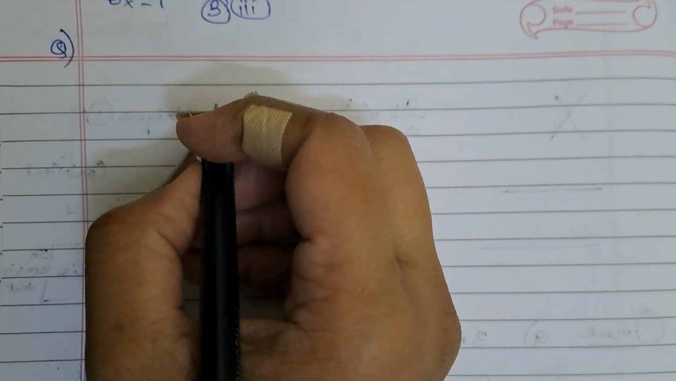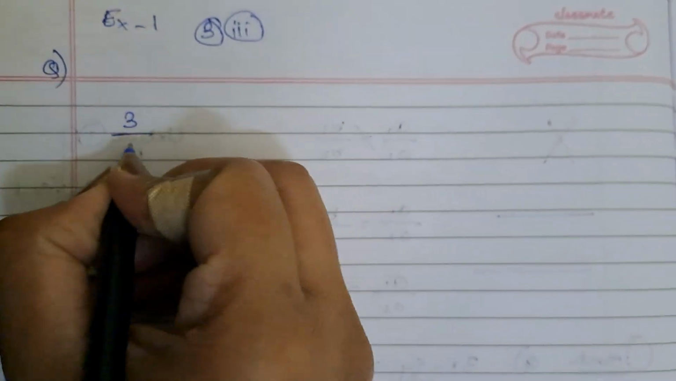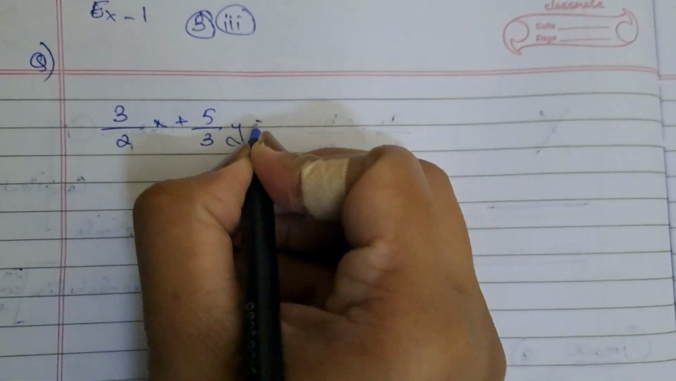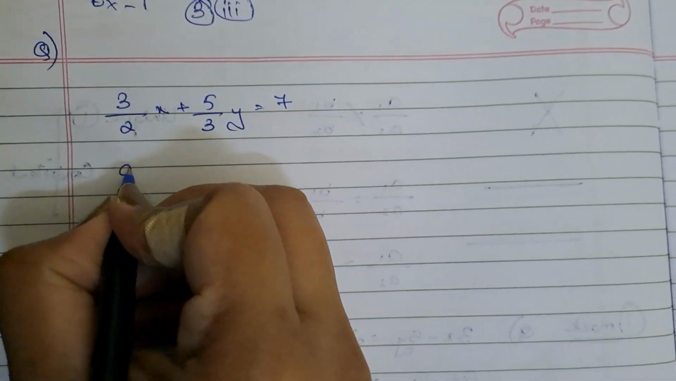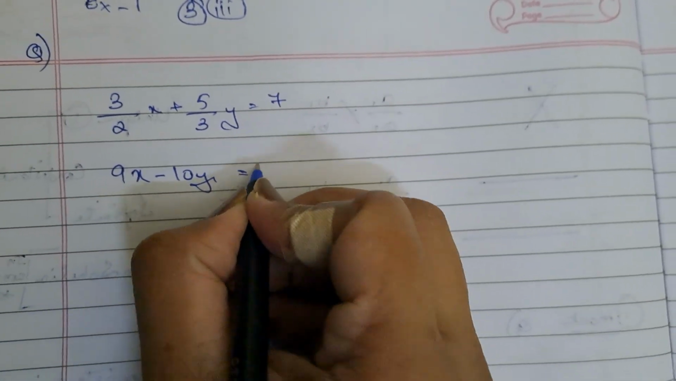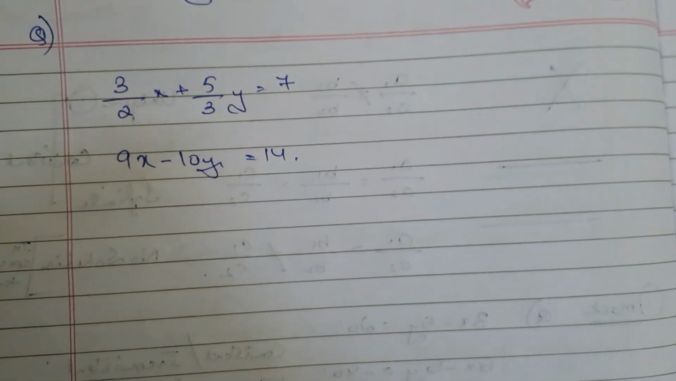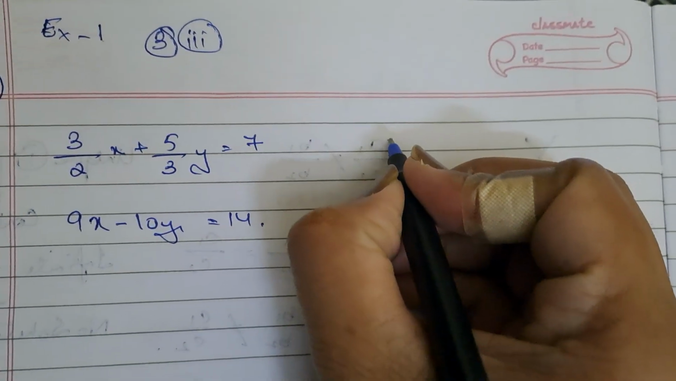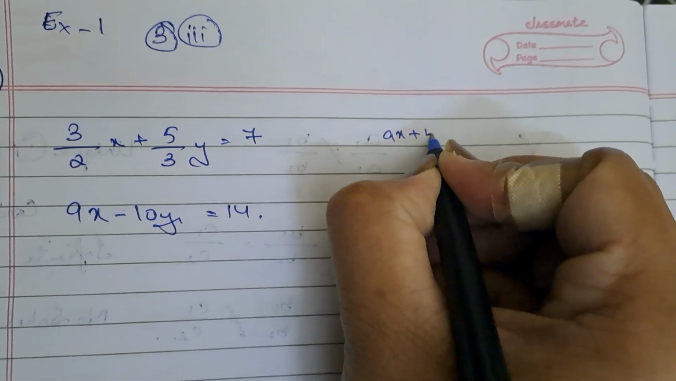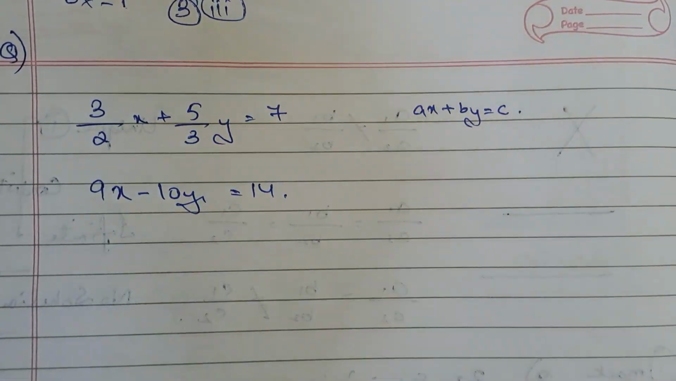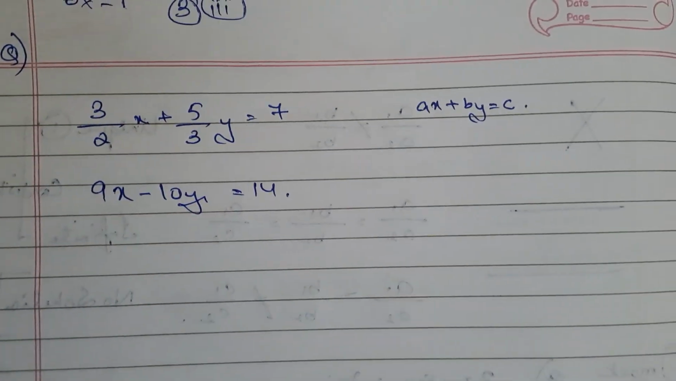The question goes as 3 by 2x plus 5 by 3y is equal to 7. And the next equation is 9x minus 10y is equal to 14, is what is given to me. Now this seems very strange to me, because the equations that we were doing were like ax plus by plus c is equal to 0. But now the same question is given with fractions.